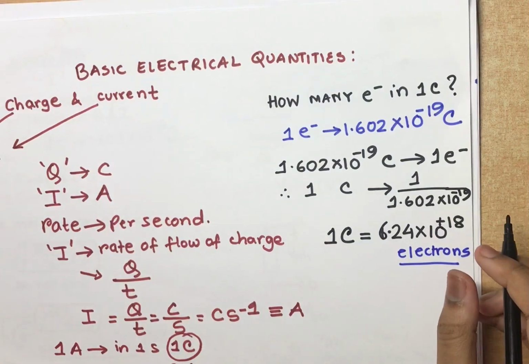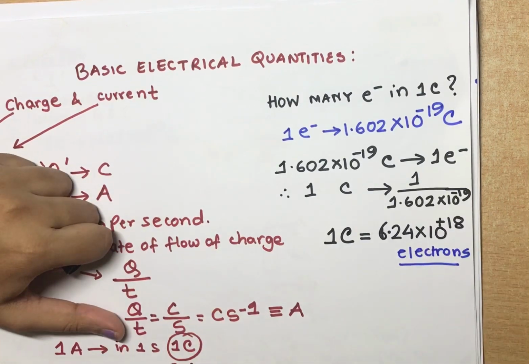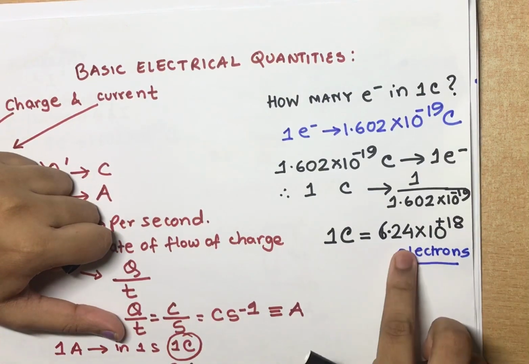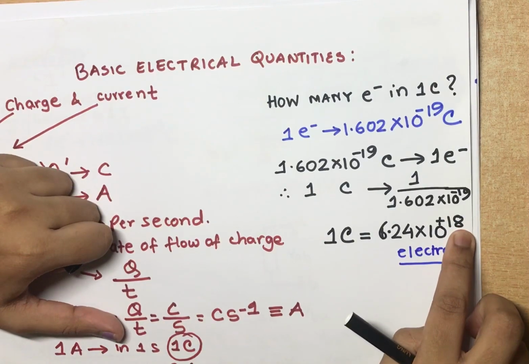So, when 1 ampere current is flowing through a circuit, this means that in 1 second, 6.24 times 10 to the power 18 electrons will be seen flowing through the circuit.